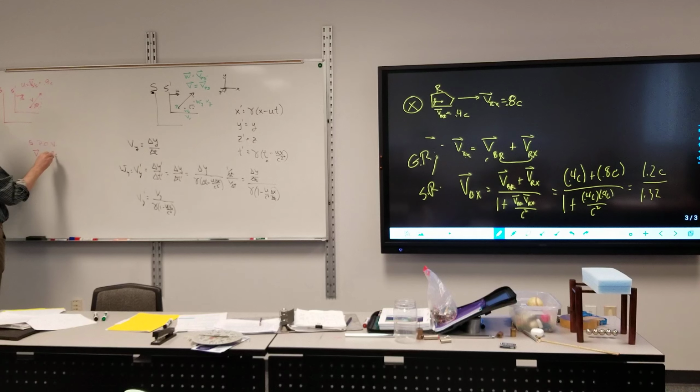0.8 times the speed of light, 37 degrees. And I want to know what is the velocity of p with respect to s prime. In essence, I need to solve for the velocity in the x and in the y.